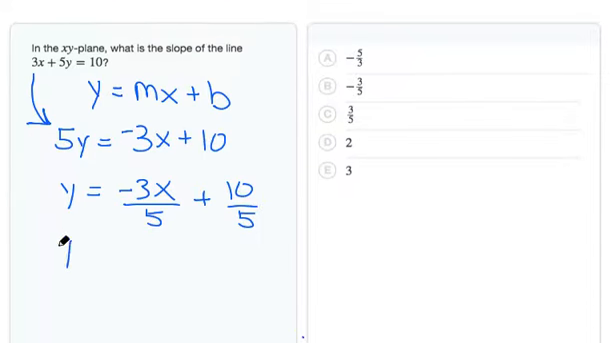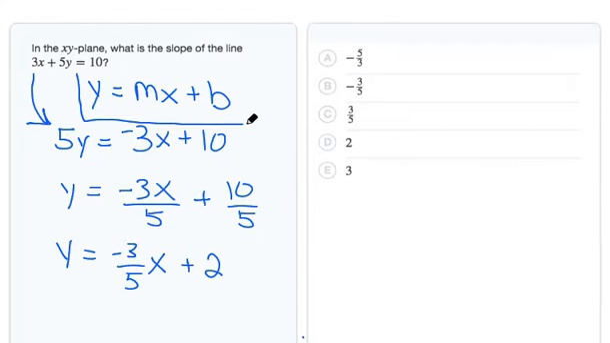So we end up with y equals negative 3/5 times x plus 2. Now comparing to our y equals mx plus b slope-intercept form, m is the slope. So here the coefficient of x is negative 3/5, so this is going to be our slope.